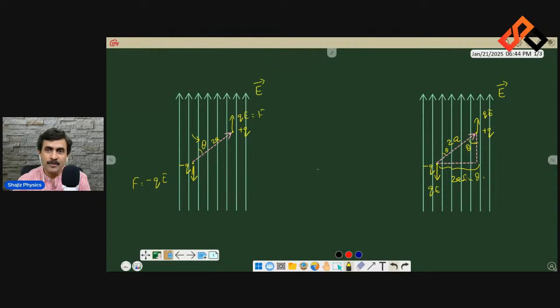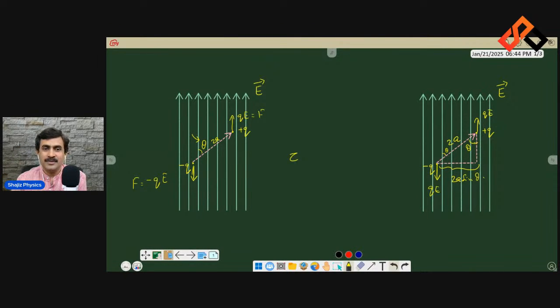Okay. Now, what about the torque acting here? See that there are two forces, equal, opposite, but non-collinear. So these two forces will constitute a couple which will try to rotate the dipole.